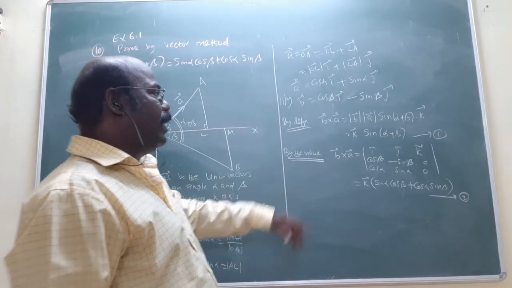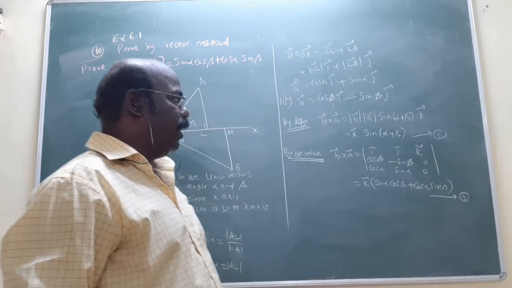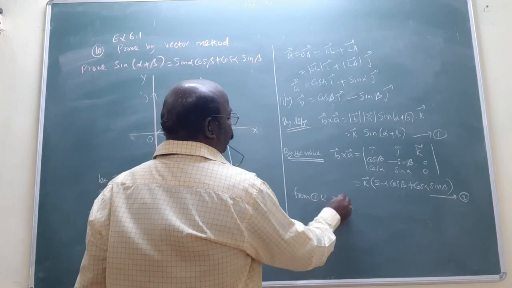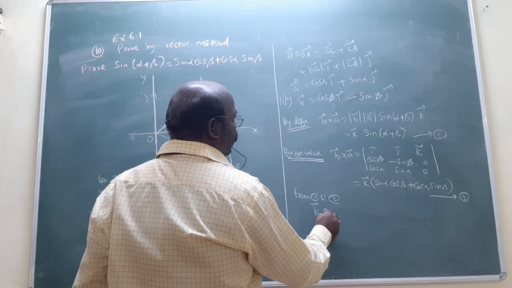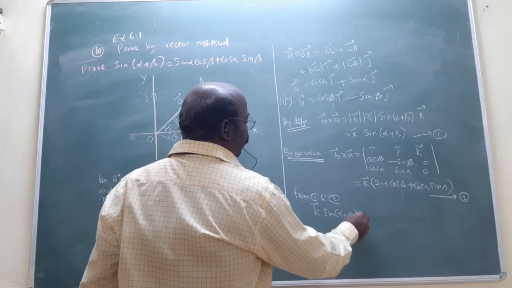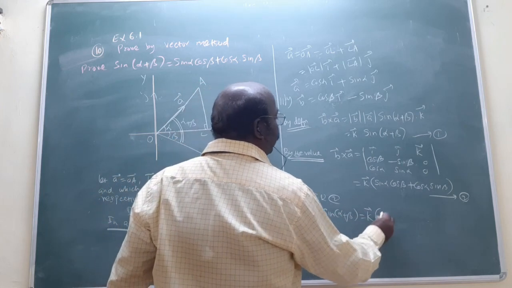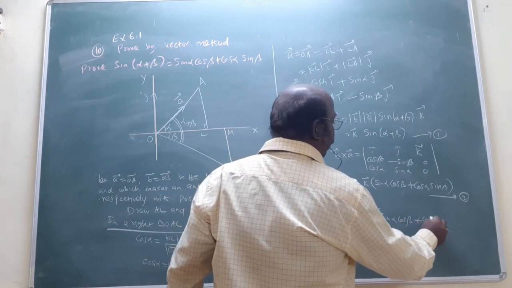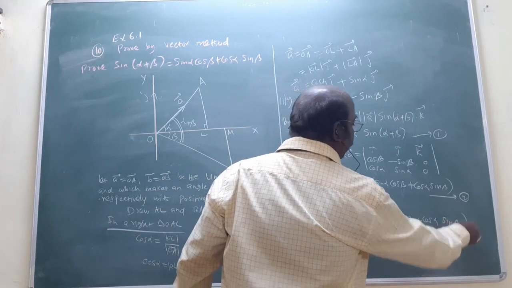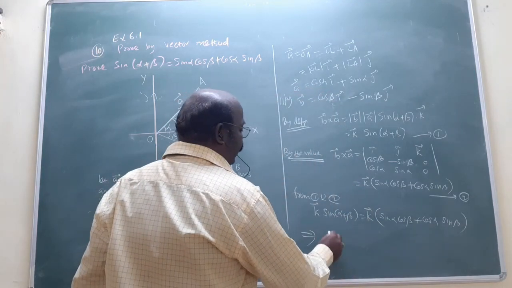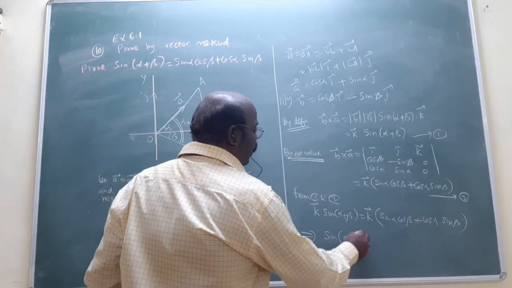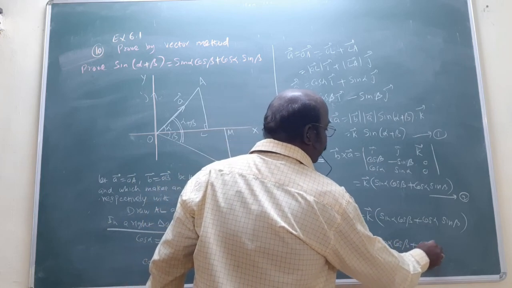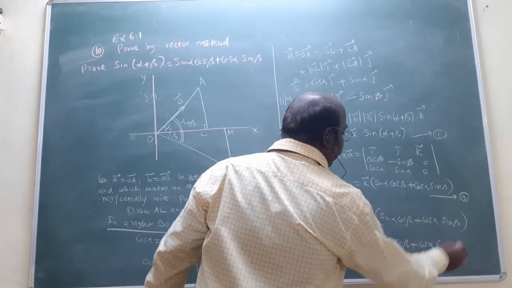Automatically, the left hand side is B cross A, and here also B cross A, so the right hand sides will be equal. From 1 and 2, K vector into sin of alpha plus beta equals K vector into sin alpha cos beta plus cos alpha sin beta. Now K cancels, and we get the answer: sin of alpha plus beta equals sin alpha cos beta plus cos alpha sin beta. This is the answer.